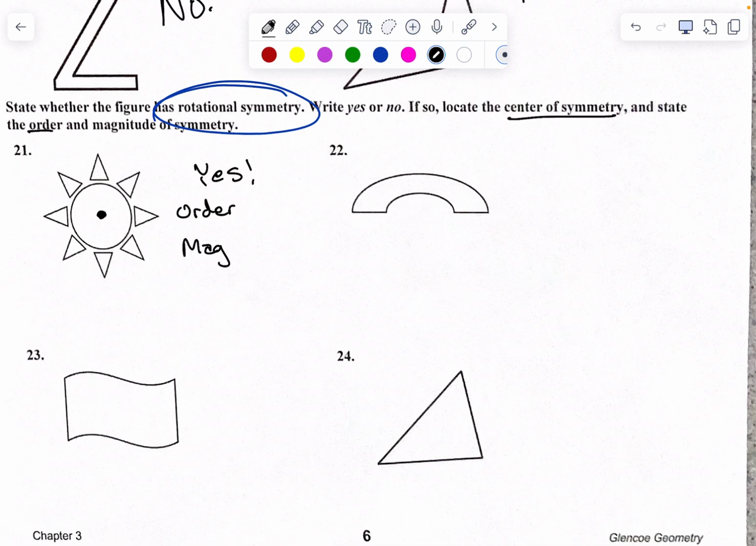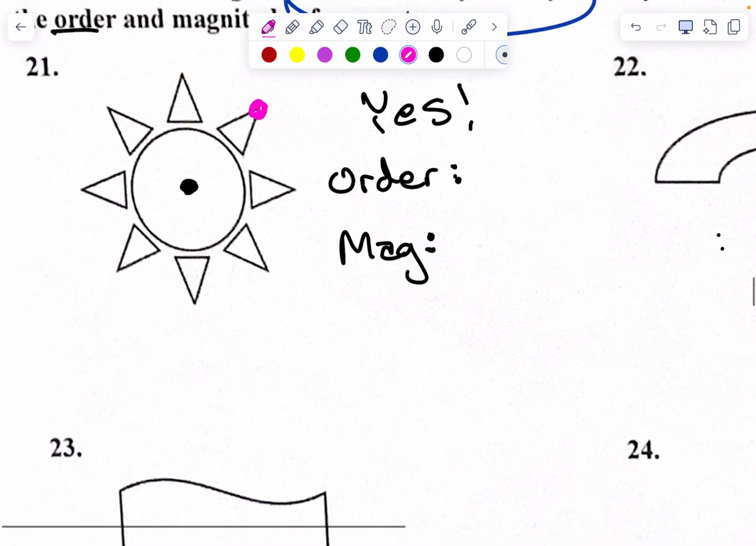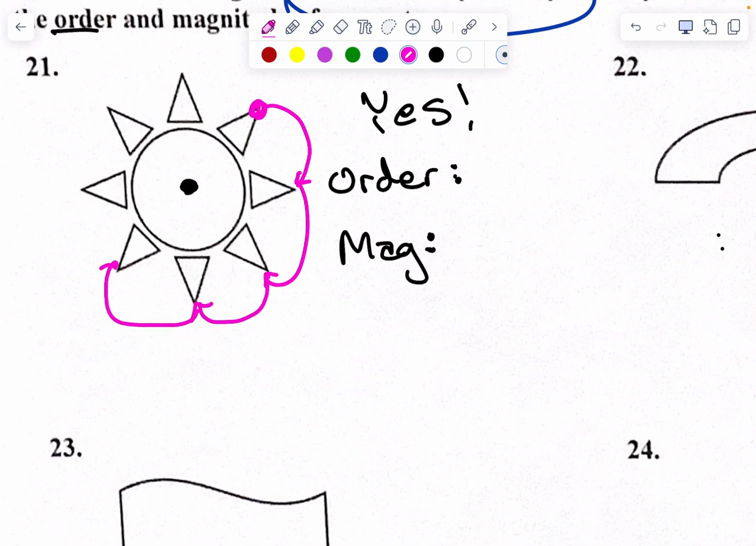and magnitude. Okay? So let's talk about what order and magnitude are. Order is how many times he rotates on top of himself before he gets back to the original, right? Let's say I start with this little pink dot right here. I could rotate him to here and he would be the same, and here, and here, and again, all the way around. How many times could I rotate him to be back the same? Are there 8 little pieces on him? Yeah, so his order is 8.